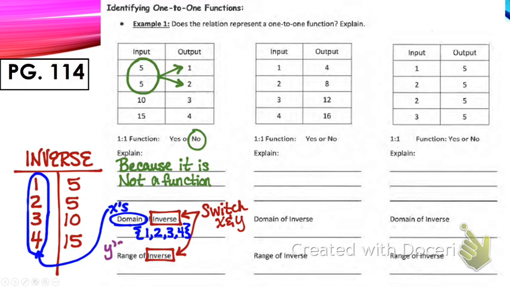Your range is all the possible y values. So I'm looking at the y column here. I don't need to write down numbers that repeat themselves. I only need to include each number that's in that list, but I don't need to write down numbers that show up more than once. So my range would be 5, 10, and 15. I don't need to write 5 and 5 because I already have 5 on that list.